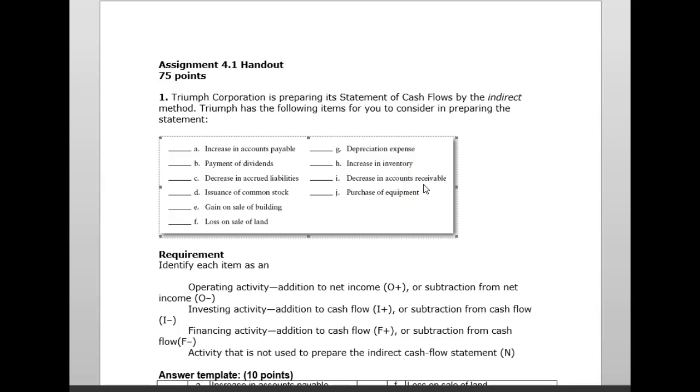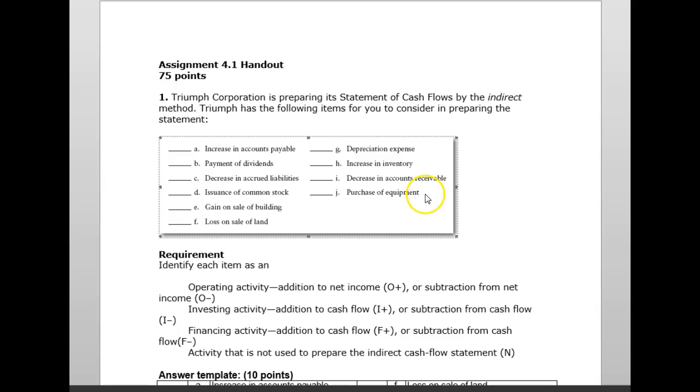Decrease in accounts receivable. So if I decrease accounts receivable, how does that affect net income? It really doesn't, does it? It doesn't affect net income, except that if I decrease accounts receivable, I've received money. And that's basically not in that net income, which is what I'm reconciling. So I'm going to have to add that change into the cash flow adjustment.